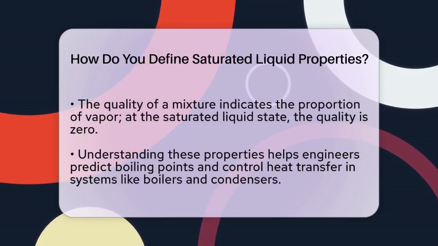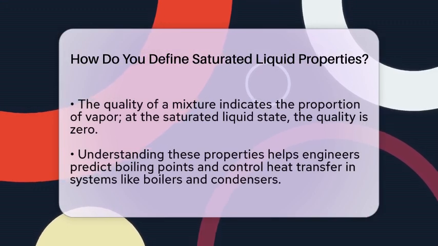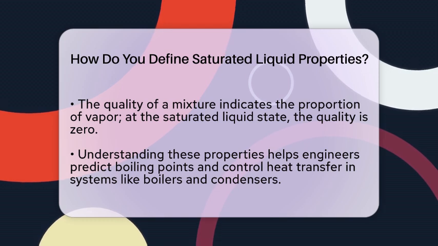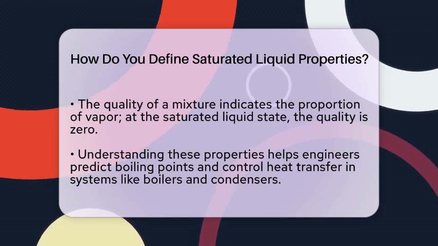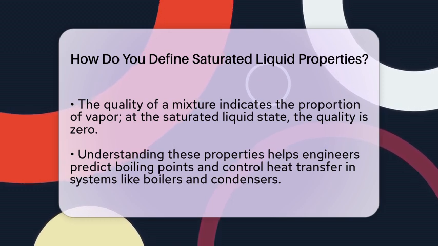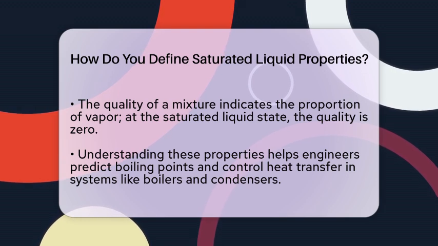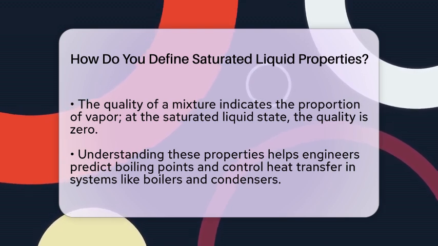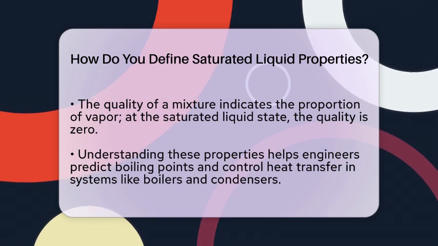Enthalpy and internal energy are also important properties. The saturated liquid has specific values for these energies, which tell us how much energy the liquid contains at the boiling point. The enthalpy of the saturated liquid is the total heat content, including the energy needed to make the liquid vaporize. The internal energy is the energy stored within the molecules of the liquid.